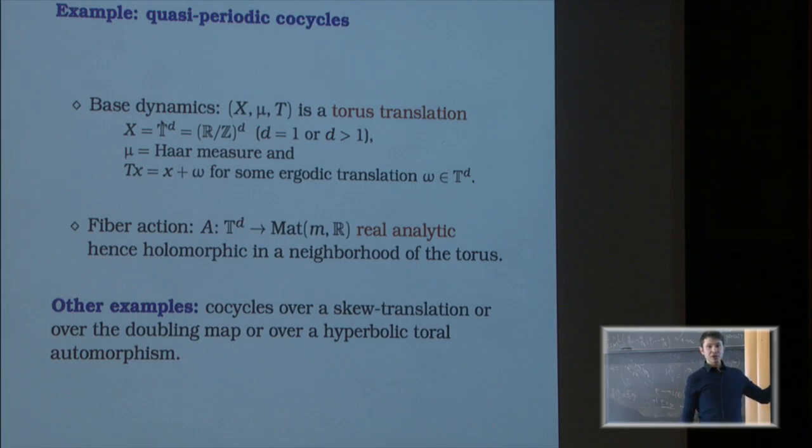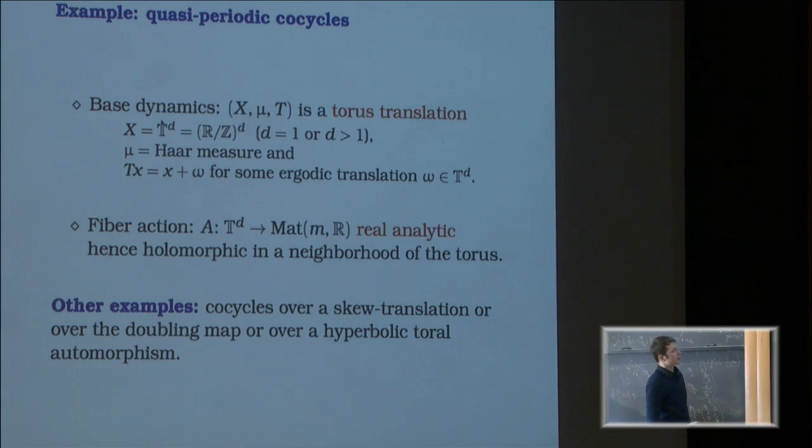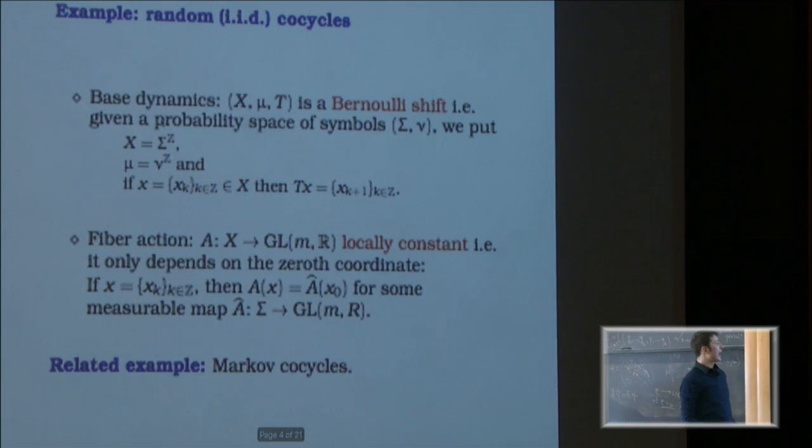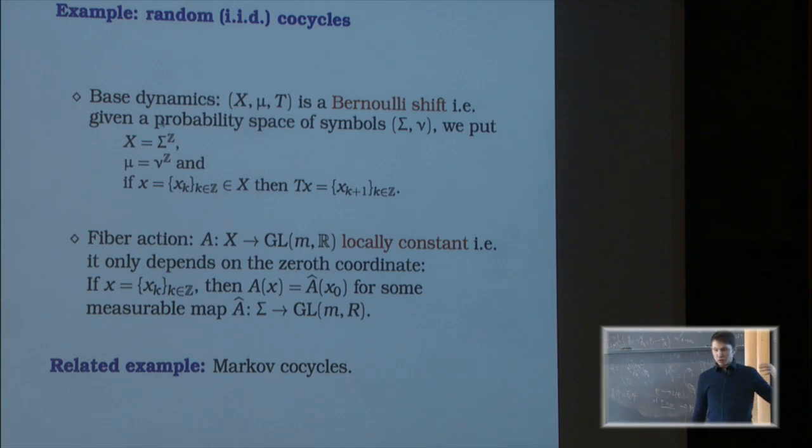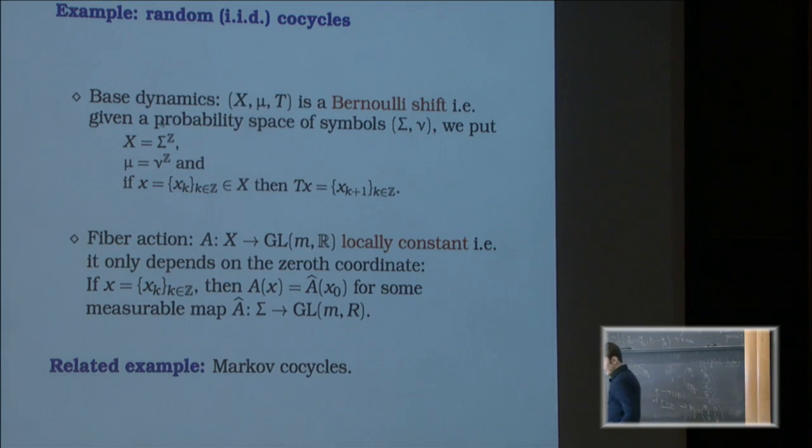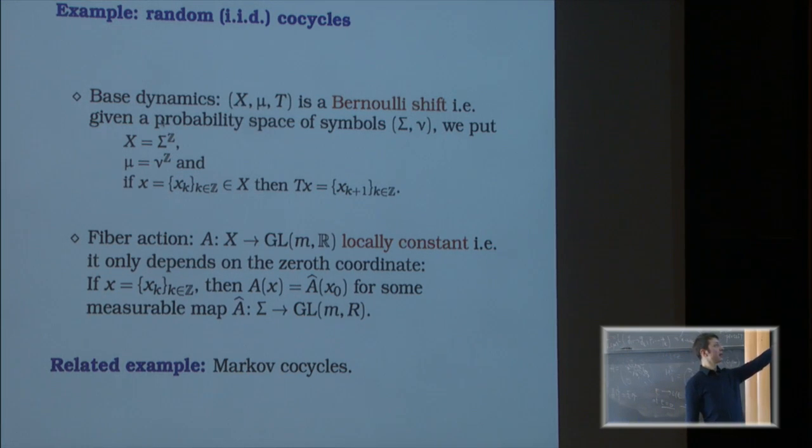If you take your base dynamics to be the Bernoulli shift over a space of symbols, which in my example here is finite, but it doesn't have to be, and the fiber action is locally constant on cylinders, depending on only one coordinate, this is a way to encode multiplying a sequence of IID matrices. When you iterate this, it depends on the zeroth coordinate. When you multiply with A of Tx, this will depend on the first coordinate and so on. Related to this, you can consider Markov cocycles, where the base measure is a Markov measure instead of a Bernoulli measure.